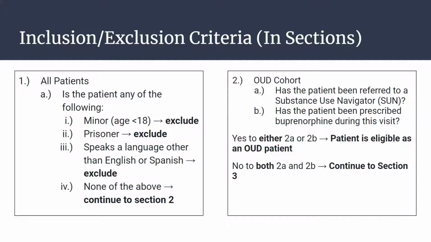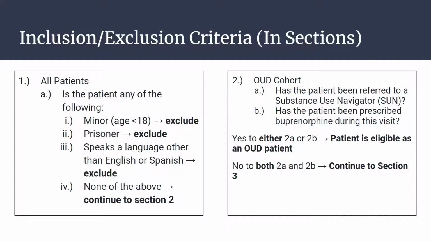We have an opioid use disorder cohort and a chronic pain cohort. So section 2, essentially the 2 main questions that we're asking is if the patient has been referred to a substance use navigator, aka a SUN team, or if they've been prescribed buprenorphine during this visit, or both. So if the answer is yes to either of these questions, they're going to be eligible as an OUD patient cohort, and you can actually skip to section 4, and I'll discuss that a little bit later. If the answer is no to both, we're going to continue on.